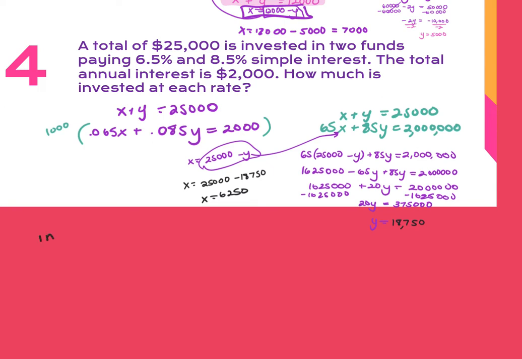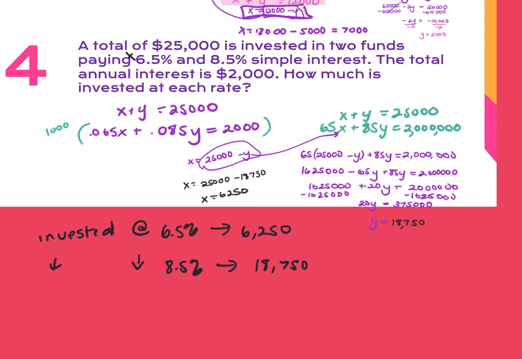So it would say invested at 6.5%, and that's what we've made the X. So this would be $6,250, and then invested at 8.5%. That's what we made Y, 18,750. So I would say just pay attention to directions, especially on systems of equations questions.